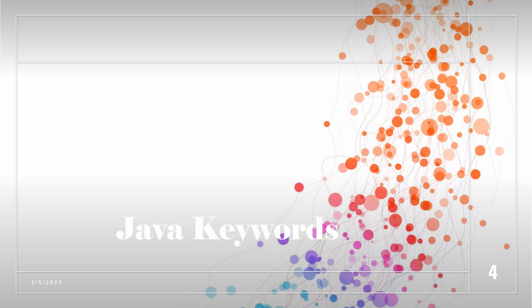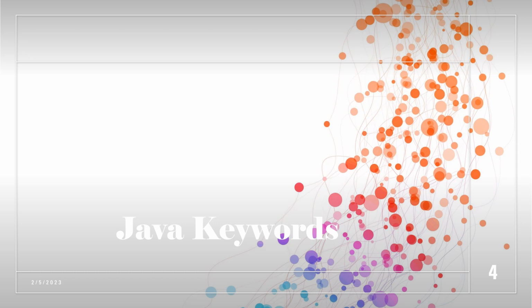Char. A data type that is used to store a single character. Class. Defines a class. Continue. Continues to the next iteration of a loop. Const. Defines a constant. Not in use, use final instead. Default. Specifies the default block of code in a switch statement. Do. Used together with while to create a do-while loop.